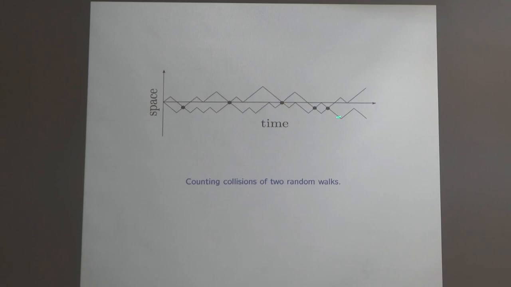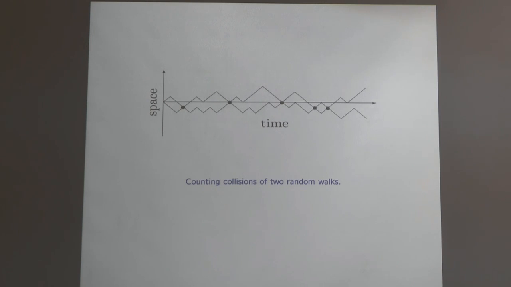And when you're transient, these random walks will eventually go off into different directions, and this number of black points is finite. And I want to understand the distribution of the number of these black points. Okay? So the question is very simple.